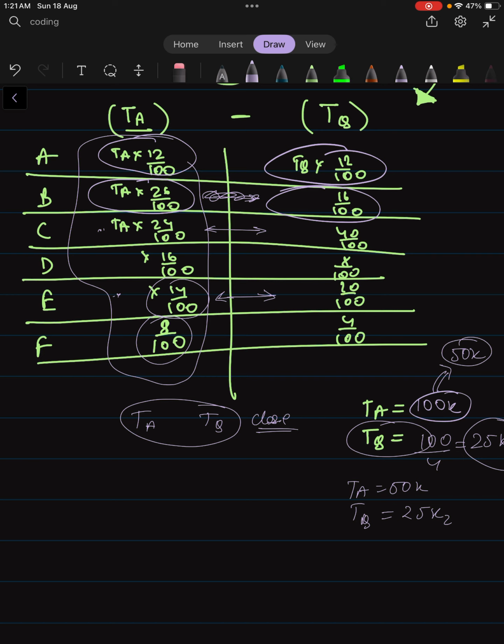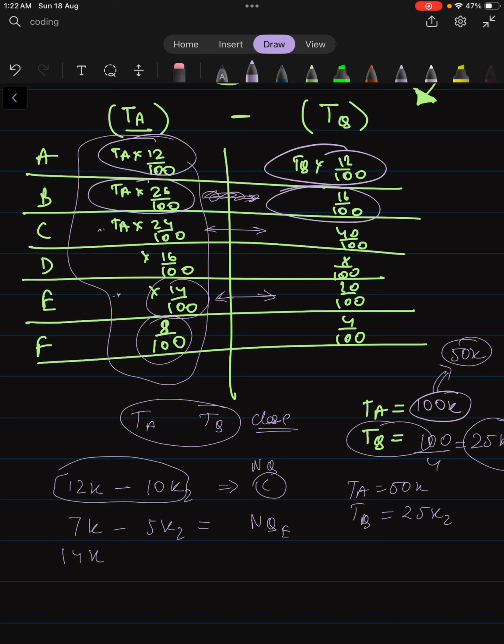So for C we can write it as 12k minus 10k2. These will be the number of students who have not qualified for C. And not qualified students for E will be 7k minus 5k2. Now it is an obvious observation that this is closer, because if you multiply it, it's going to be 14k minus 10k2. So this is the closer situation. Okay, so let's erase this fraction. So we are left with this situation.